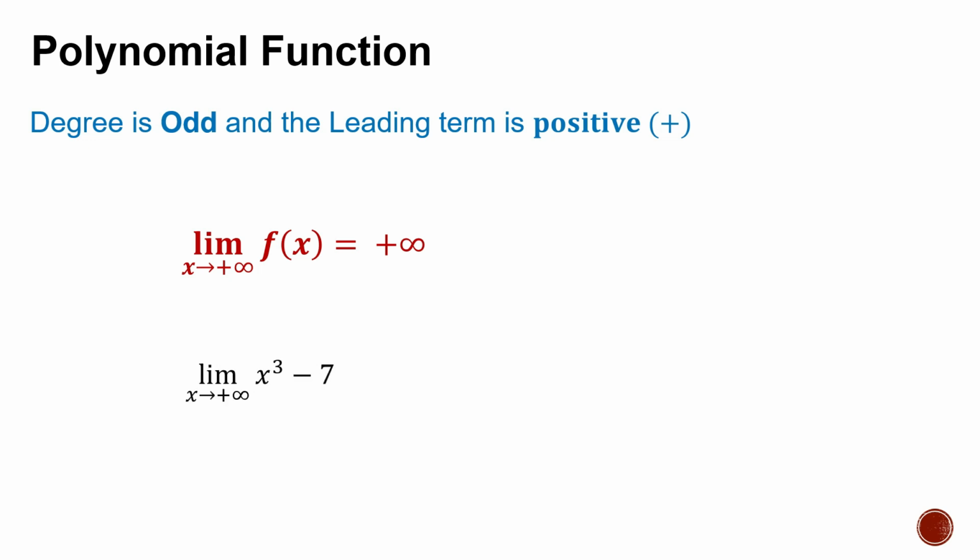Example, x cubed minus 7. That function as x approaches positive infinity will be positive infinity. That's the limit. So again, graph this too, and you will see that the right end of the graph looks like this, and the left end looks like this. We're concerned about the right end because the question is x approaching positive infinity. The answer will be positive infinity.